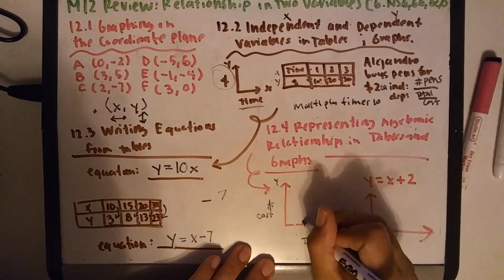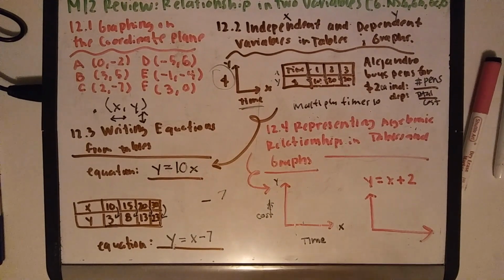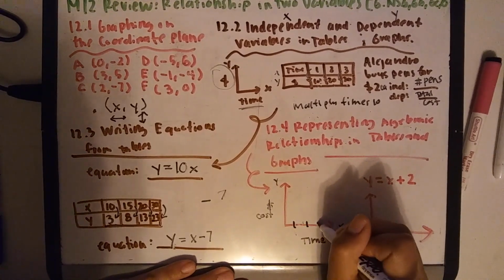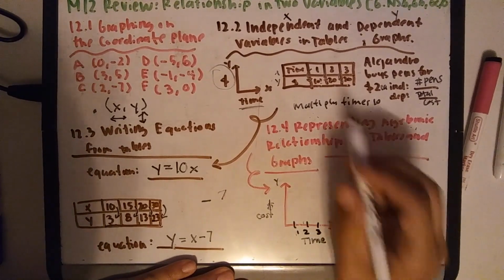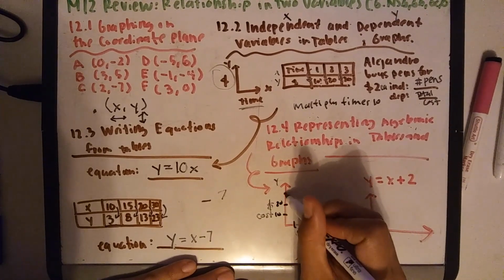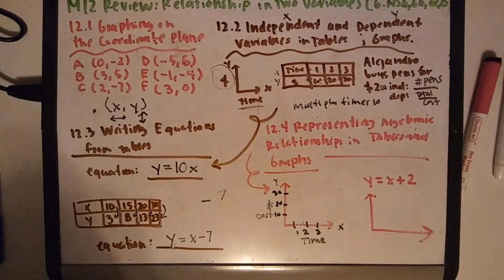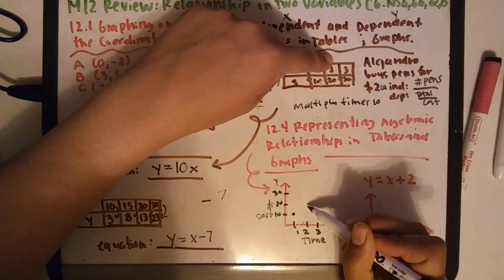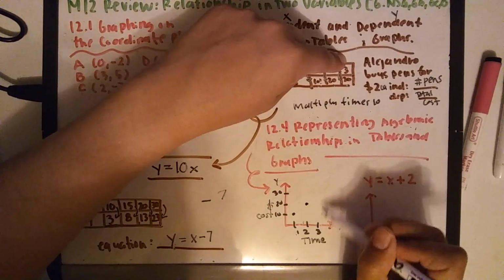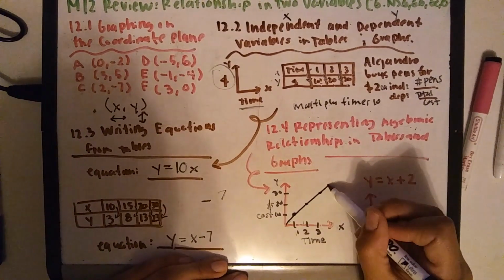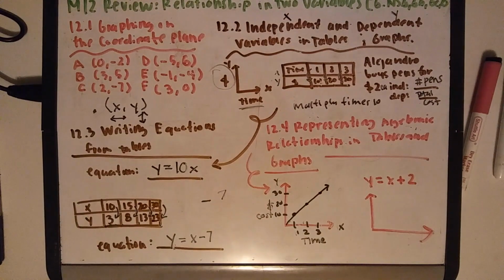So I have 1. So it's time, so I'm going to go 1, 2, 3, and then money is going to go by tens: 10, 20, 30. So remember, I go 1 hour. How much money? $10. 2 hours, $20. 3 hours, $30. And then I connect. Okay, so that's how I graph that one.